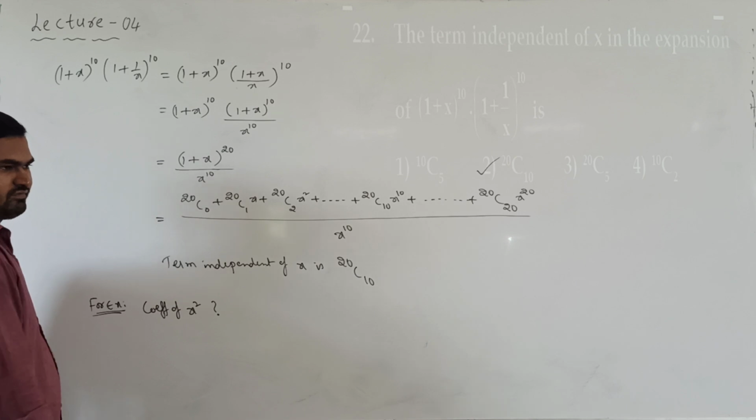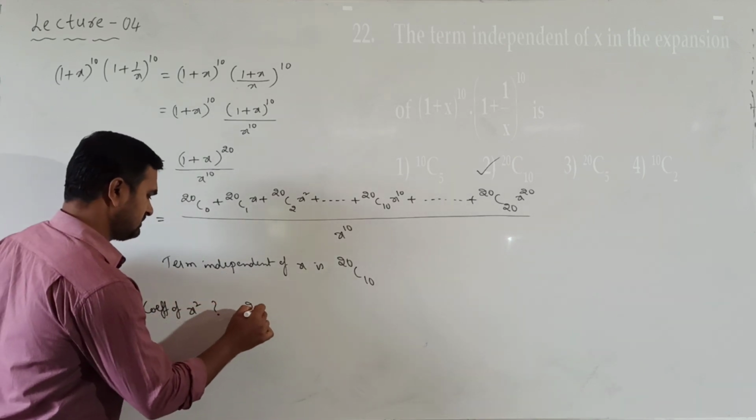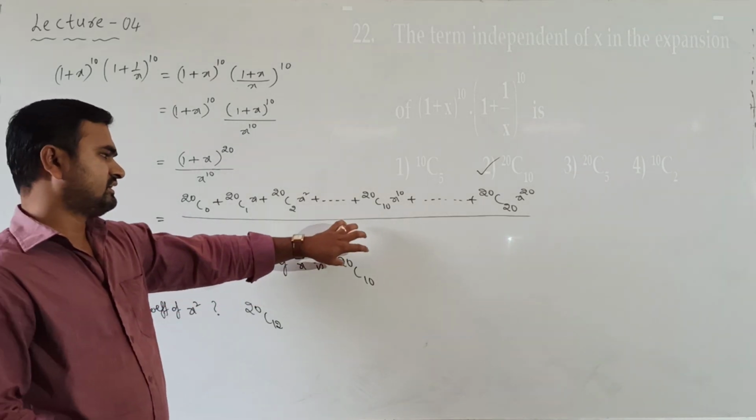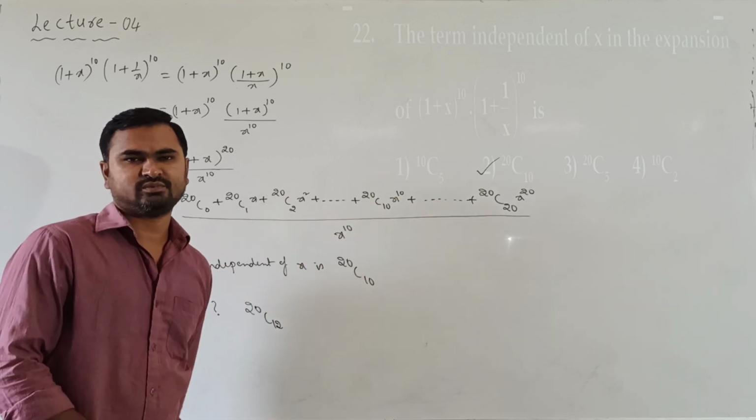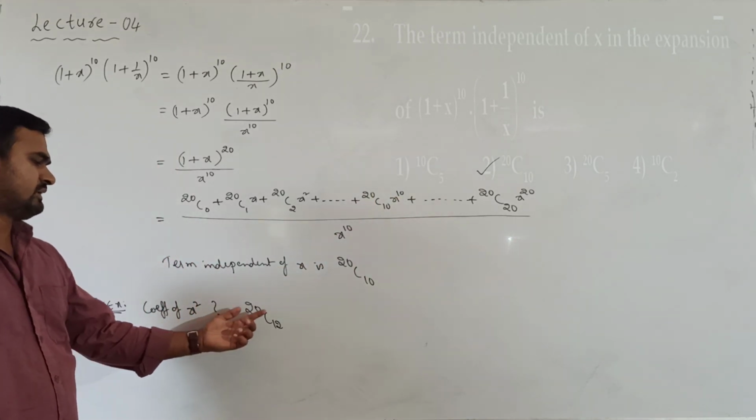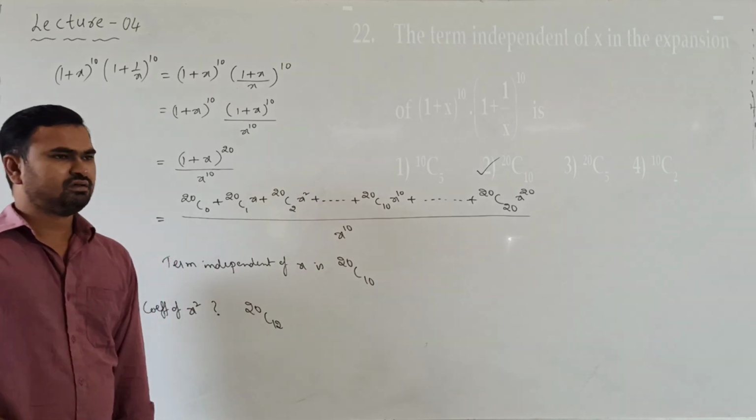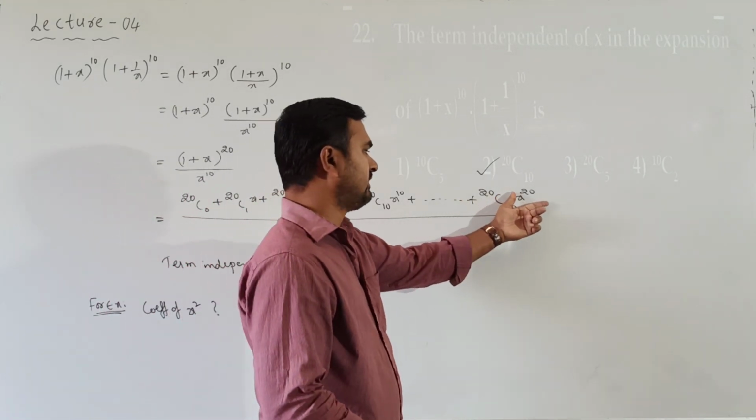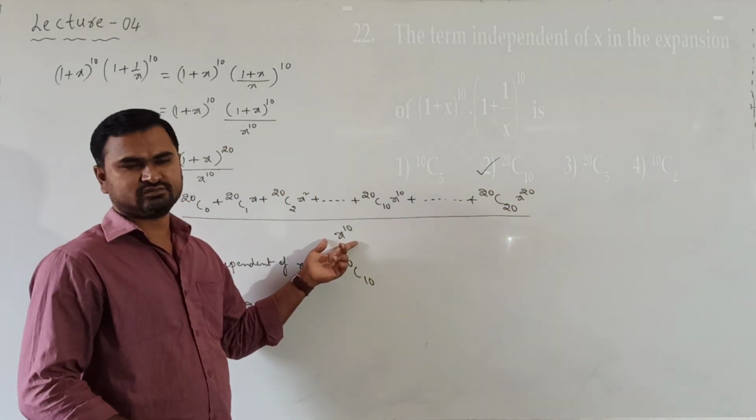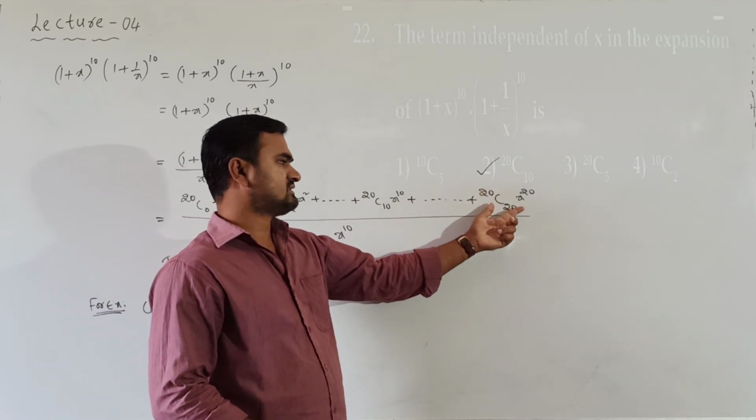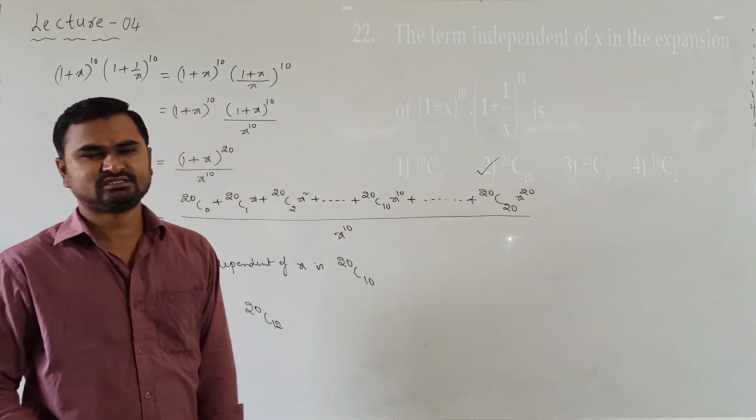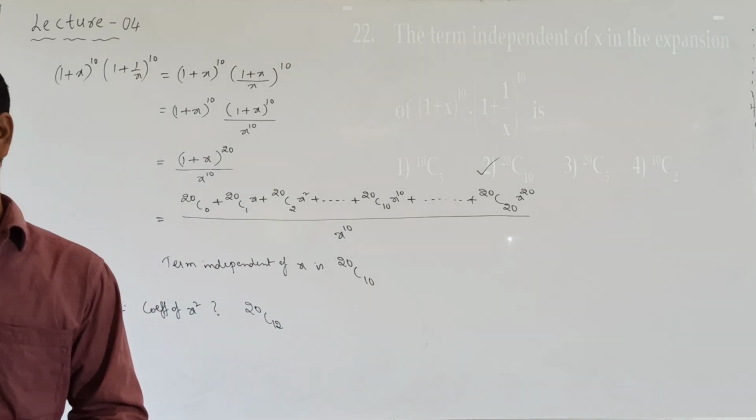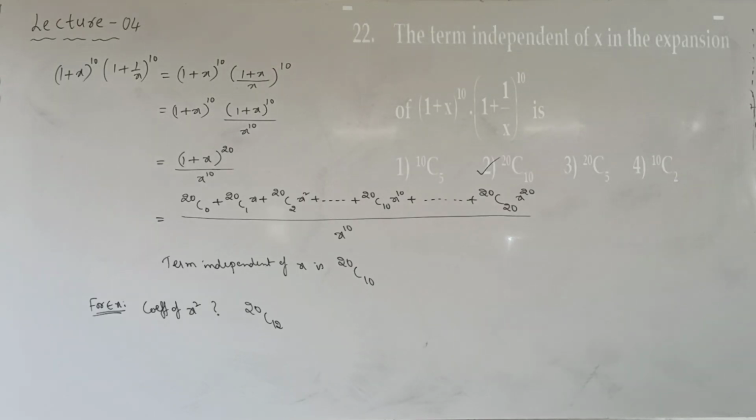So the coefficient of x squared will be 20c12, because we are dividing x^12 by x^10, so it will get cancelled and we get x^2. So the coefficient of x squared will be 20c12. If you want to find the coefficient of x^10, we have to divide the last term, x^20 divided by x^10, so we get x^10. The coefficient of x^10 is 20c20, which is 1. So any coefficient we can find here. Next one.